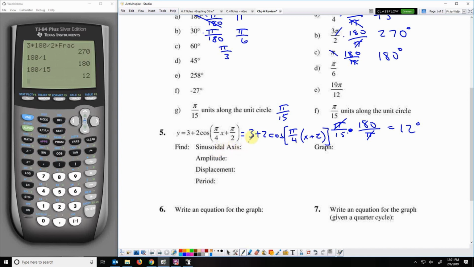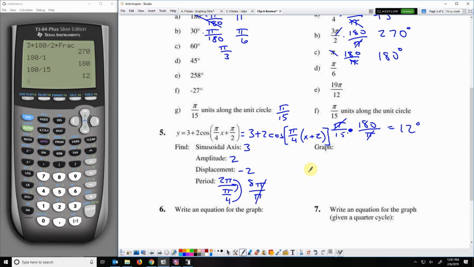Okay, so the sinusoidal axis, the vertical shift is 3. The amplitude, the vertical dilation, is 2. The displacement, the horizontal shift, is -2. And the period is 2 pi over b, so that's 2 pi over 4. Okay, so if I want to divide this, I can do an outer loop and get 8 pi, and an inner loop, pi times 1 is pi, so the period is 8.